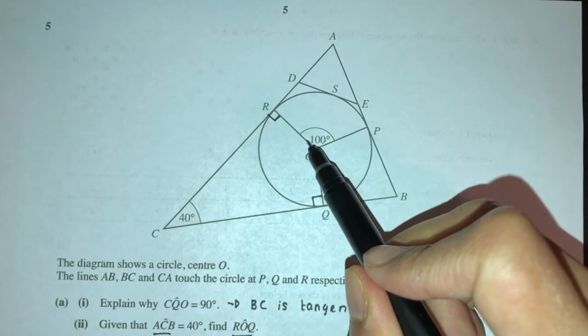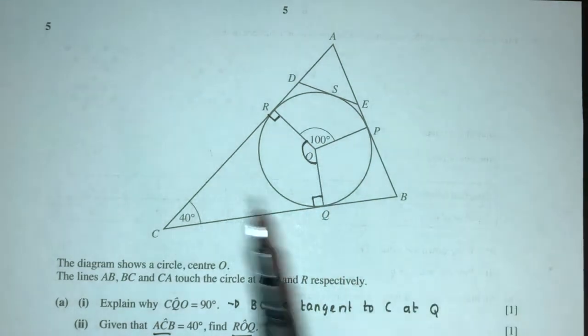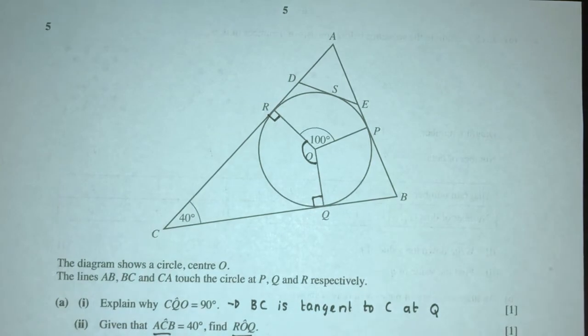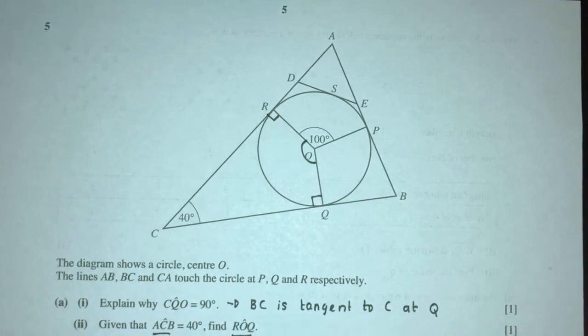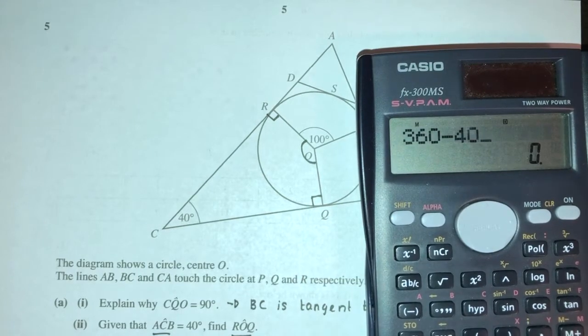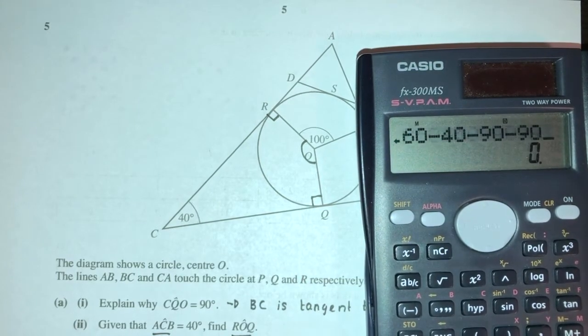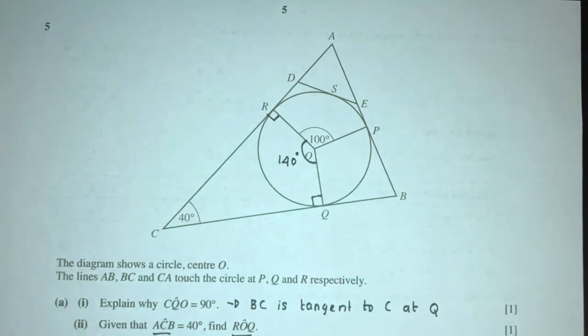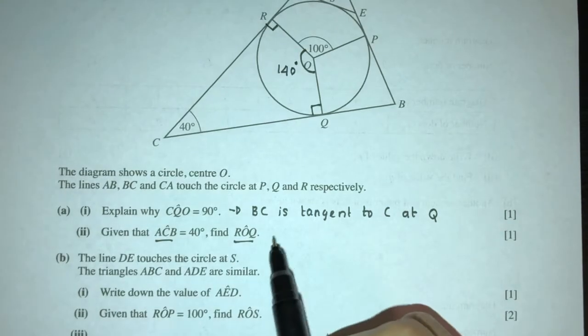So ROQ will be what? Pretty easy. If you look at this shape, it is 1 side, 2, 3, 4 sides. So a 4-sided shape has angles totaling 360 everything together. So this will be 360 minus 40 minus 90 minus 90, that will be 140. Okay, so that will be the answer for part 2, which is that the angle is 140.